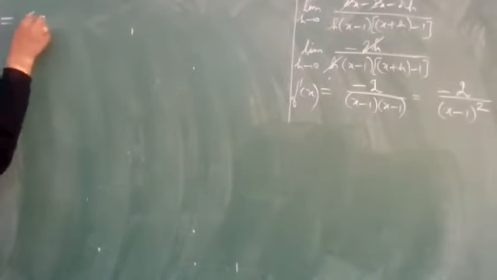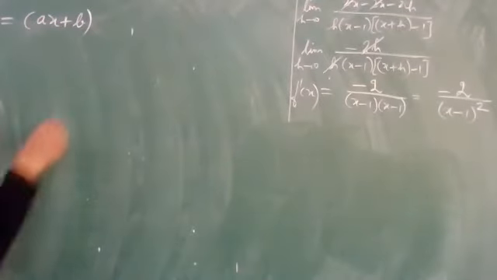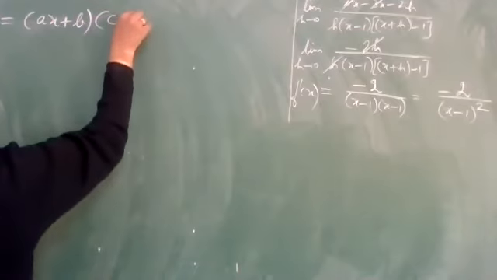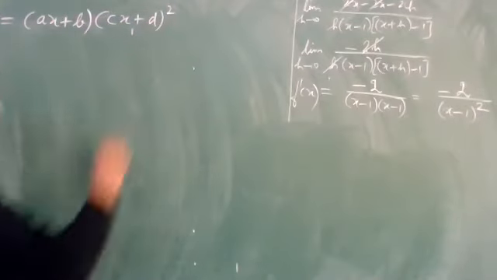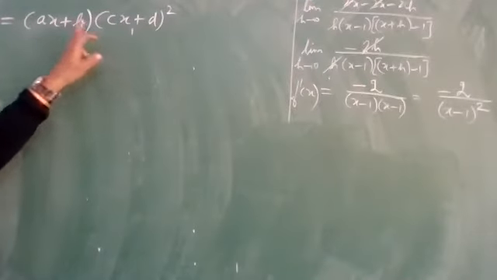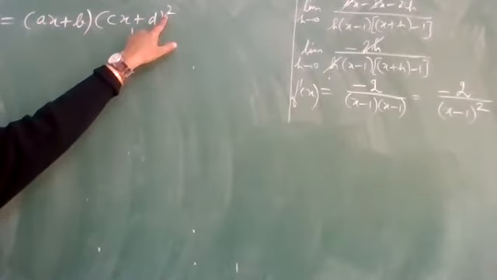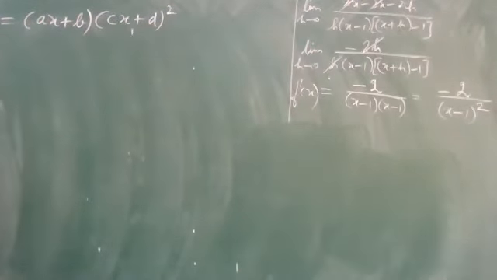Let's assume the function as (ax plus b) into (cx plus d) whole square. Now see, if we look at this question, what do we get? It is product of two functions. Yes. So we have to apply product rule plus, here it is (cx plus d) whole square, the chain rule will also be applied. So both product rule and chain rule.